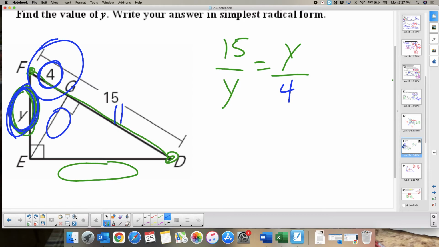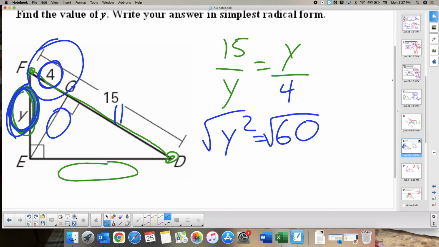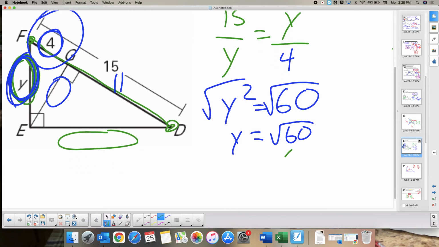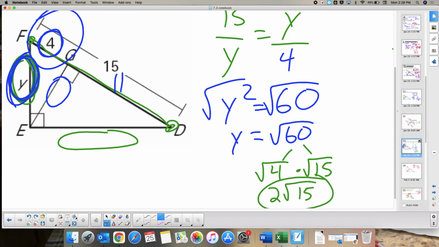When we cross multiply, we get y squared equals 60. And then we take the square root of each side. So we have y equals the square root of 60. However, in the directions, they tell us to put it in simplest radical form, which means we need to reduce this square root of 60. A perfect square that goes into 60 is 4. 4 times what? It is 4 times 15. The square root of 4 is 2. So we end up with 2 times the square root of 15. There are no perfect squares that go into 15, so that is what tells me that that is reduced completely.